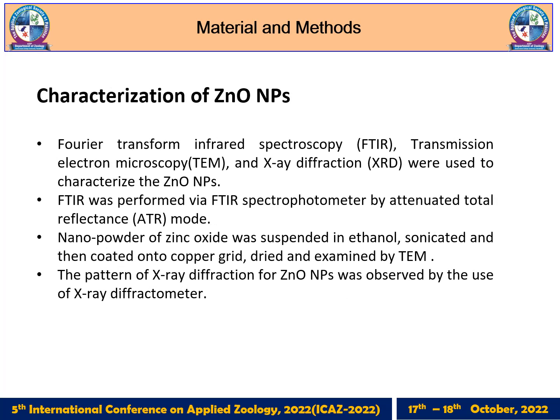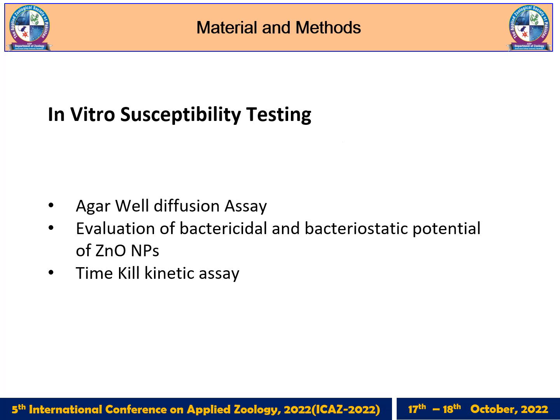How do we characterize zinc oxide nanoparticles? We characterize them by Fourier transform infrared spectroscopy, transmission electron microscopy, and X-ray diffraction to determine the shape, size, and absorption level of the zinc oxide nanoparticles. For in vitro susceptibility testing, we performed three methods: agar-well diffusion assay, evaluation of the bactericidal and bacteriostatic potential of zinc oxide nanoparticles, and time-kill assay.